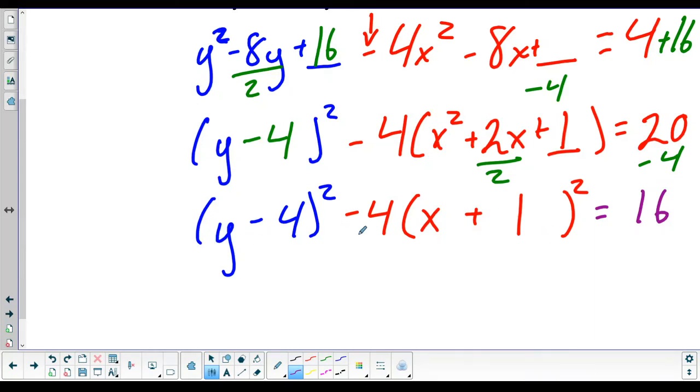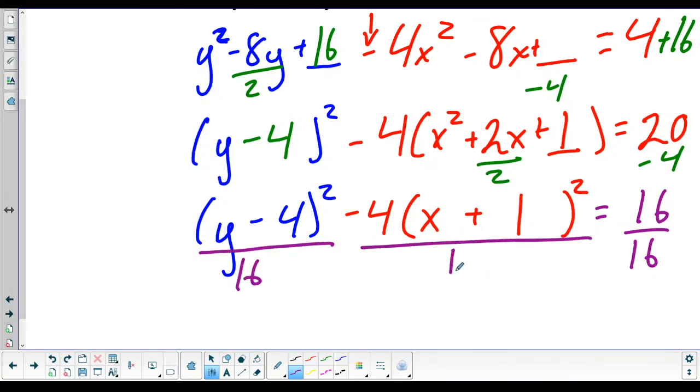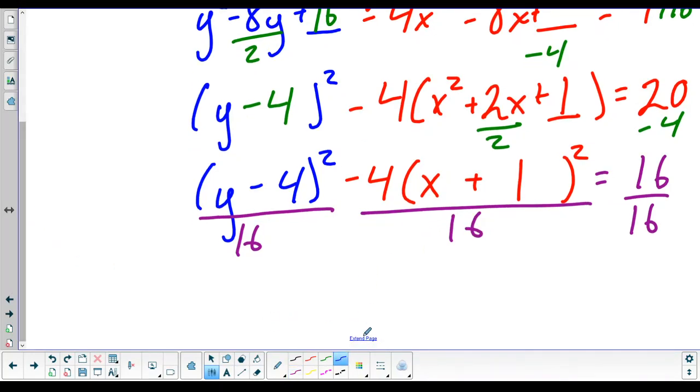All right, this is looking a lot more hyperbola-y. Now we just need to turn this into a 1. And the way we do that is we divide by whatever that number is. So we divide by 16. Whatever you do on one side of your equation, you must do to the entire other side of the equation. So divide by 16, divide by 16. Let's clean this up a little bit so it looks nice for the people at home.